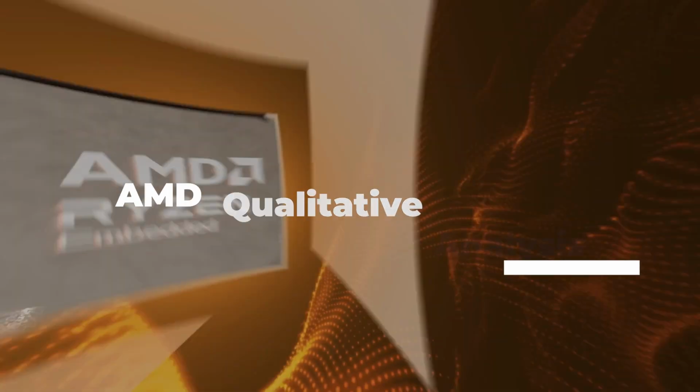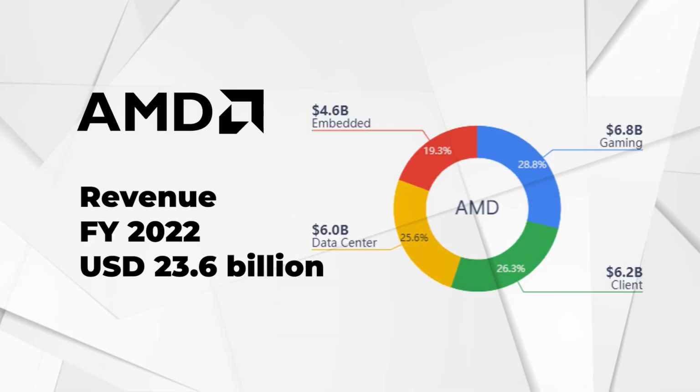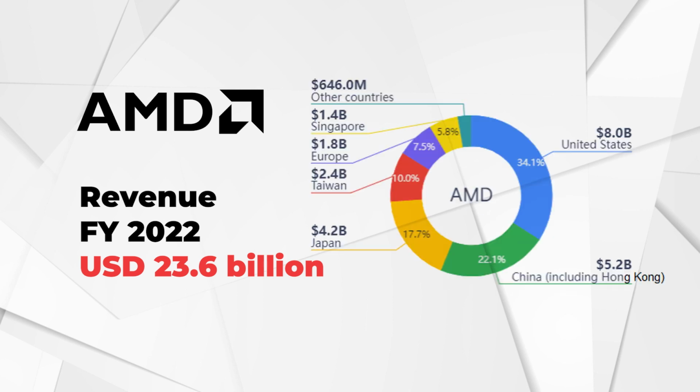Here we'll look at AMD's 4 main business segments, which are data center, client, gaming, and embedded. For FY 2022, AMD generated 23.6 billion. You can see that each of the segments contributes quite equally. Then geographically, most of the revenue comes from the US and China. However, as we discussed regarding the CHIPS Act, or the chip sanction war between the US and China, will this portion be affected? This is something that we, as investors, should take note of.